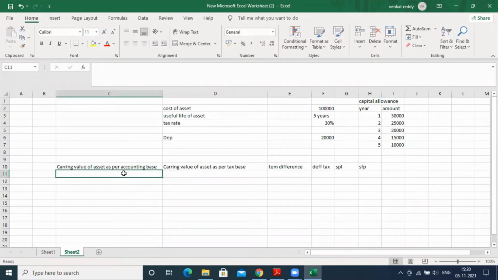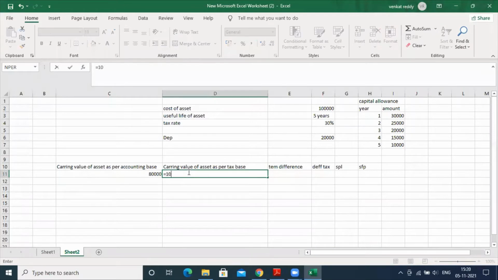So, the carrying value of an asset as per accounting base. Here initially the cost of the asset was 1 lakh, and if you deduct the depreciation of 20,000, then the carrying value of the asset will be 1 lakh minus 20,000, that is 80,000. And the carrying value of the asset as per tax base is the initial cost of 1 lakh minus the first year depreciation, which is given as 30,000.